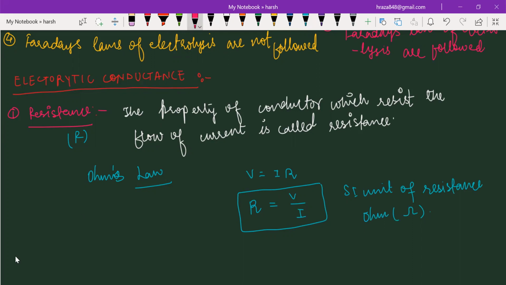So please write it, and then another topic, conductance, which is denoted by G. You are going to cover each and every question from NCERT because I want you to score full marks.